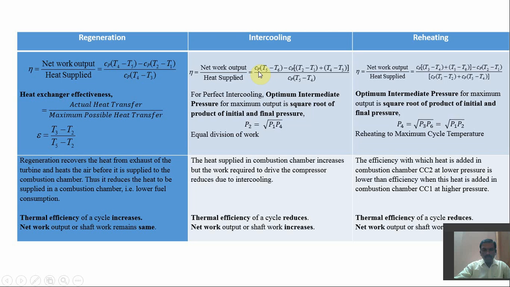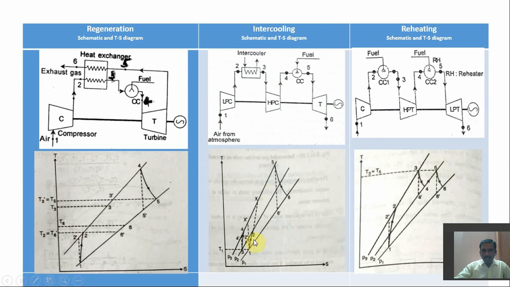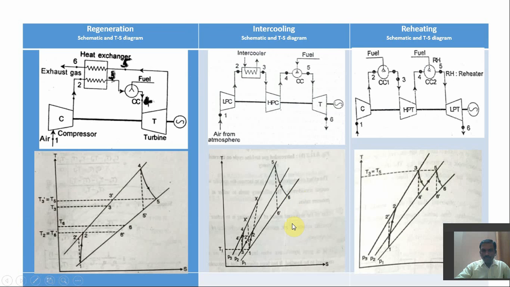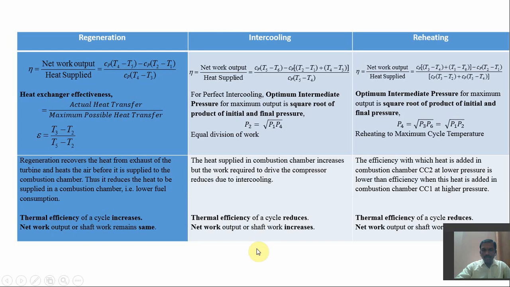If you come to intercooling, this is T5 minus T6 turbine work, and due to intercooling, the two stage compression requires lesser work as compared to single stage compression. This plus this is lesser as compared to single stage compression. So the net work output increases, but Cp times T5 minus T4 additional heat is to be burned, and the net effect is that thermal efficiency reduces.